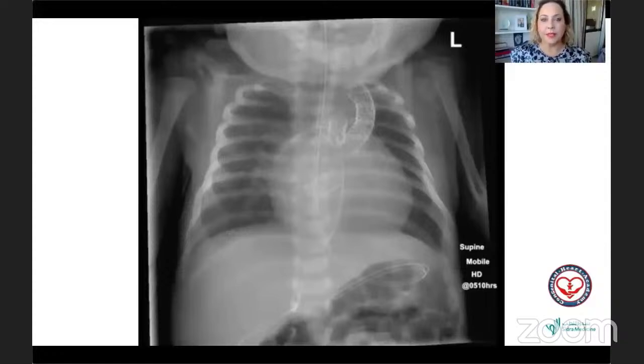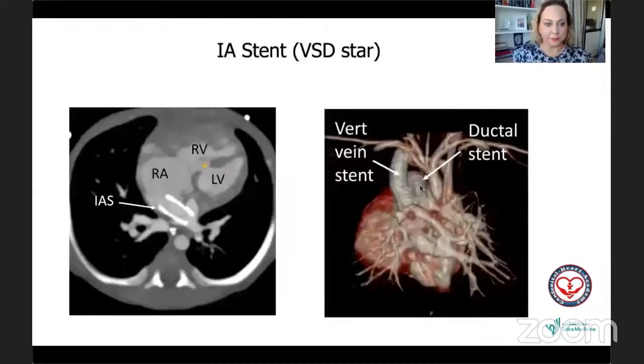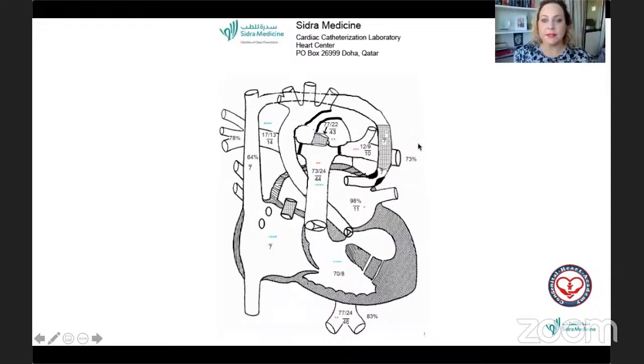So after 6 weeks from this initial palliation, he was sent again for a CT scan. We could see the interatrial stent widely open. Here we could see the stents on the vertical vein, and here the stent on the ductus. So the CT scan showed good pulmonary arteries as well. And then he was sent to the cath lab for evaluation.